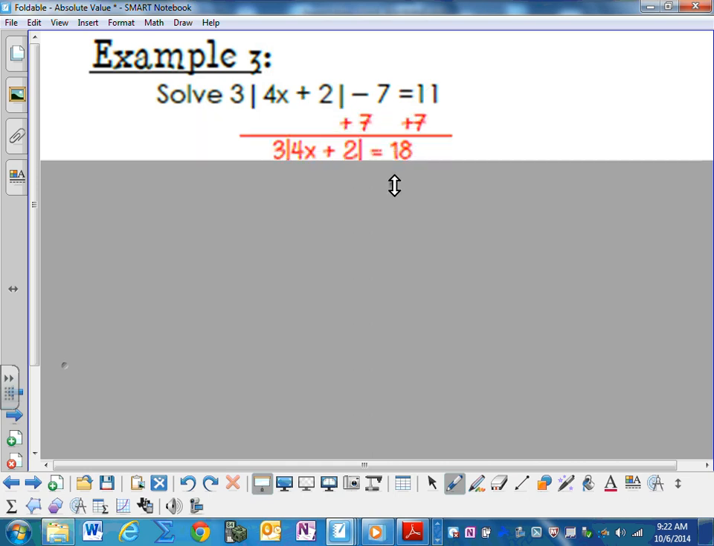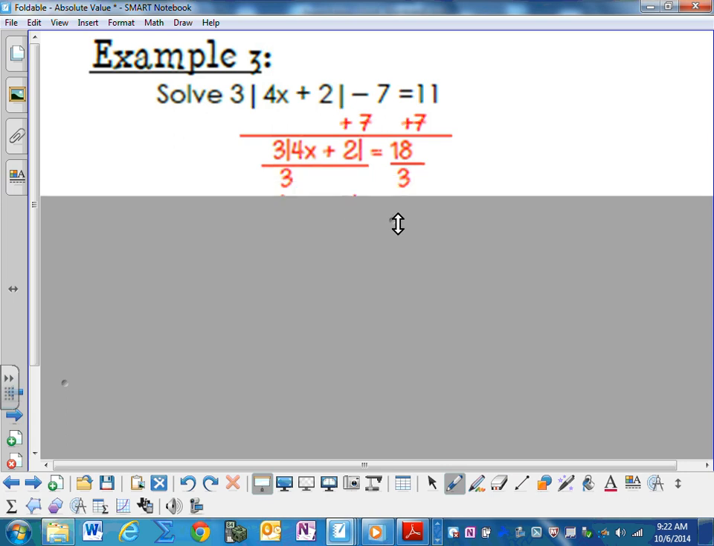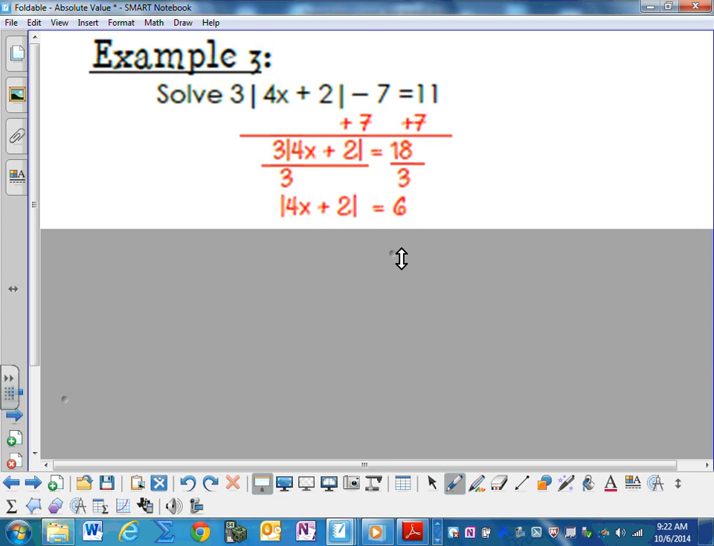So we're going to add 7 to both sides. And that's going to leave us 3 times the absolute value of 4x plus 2 is equal to 18. Now we're going to divide each side by 3 because we're trying to isolate this absolute value. It's going to divide by 3 on both sides. And that's going to leave us the absolute value of 4x plus 2 equals 6.